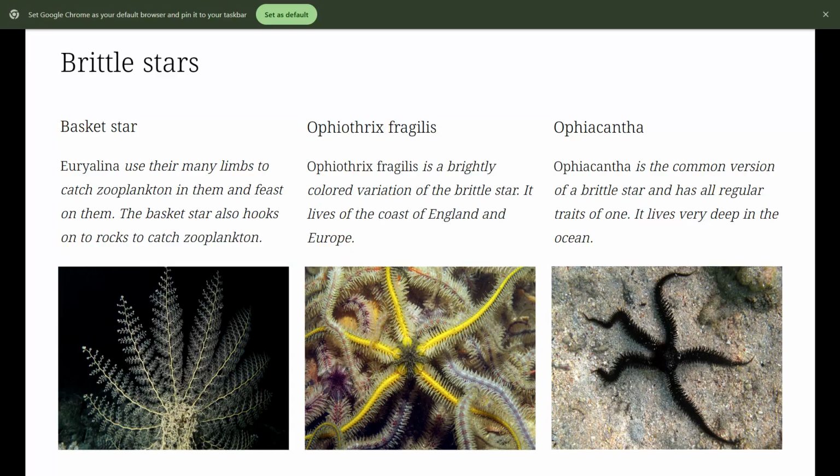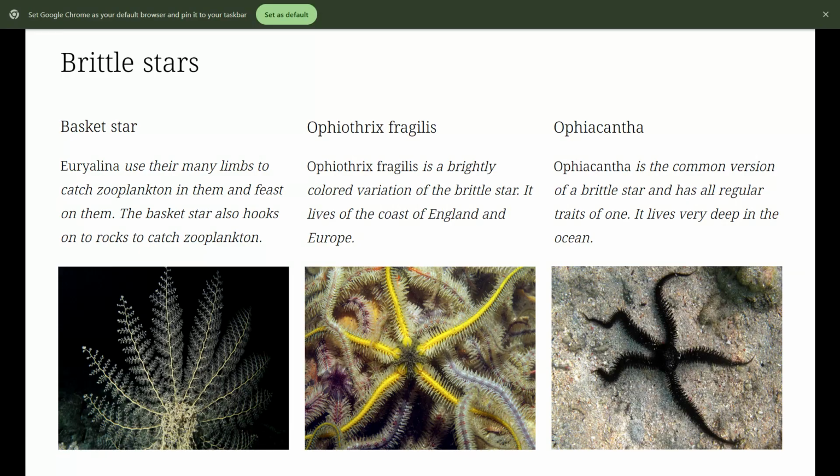It uses many limbs to catch zooplankton and feast on them. It catches the zooplankton on its limbs and then brings it to its mouth once it has enough. The mouth is basically the center of the starfish right here, and all the limbs bend down to get it. So it just hooks onto rocks, similar to a barnacle, to catch zooplankton.